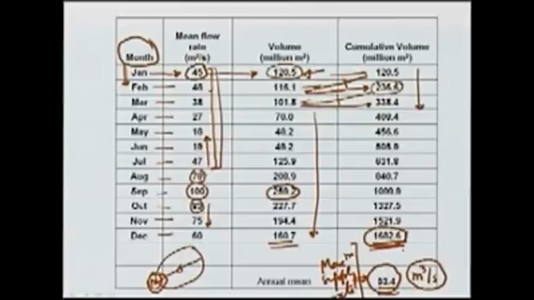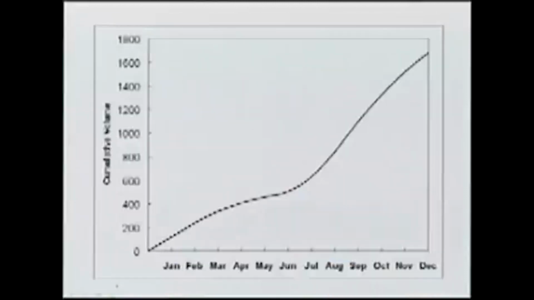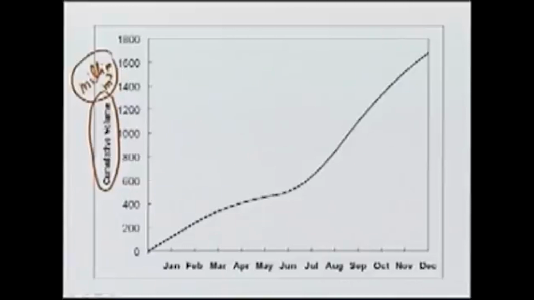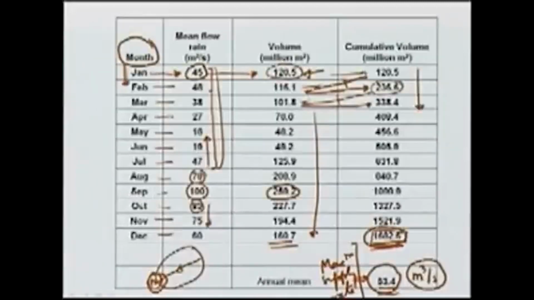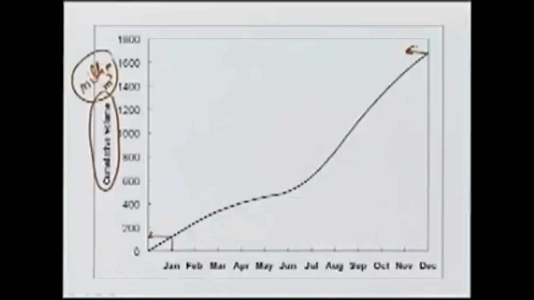So, in order to analyze how much storage capacity we would need, we plot the mass curve as shown here. So, this is for different months, the cumulative volume. This is again in million cubic meters. So, this shows for the whole year what is the accumulated volume for a certain time. So, in January we have so much accumulated volume, and at the end of December we have so much accumulated volume, which we have already seen as 1682.6.